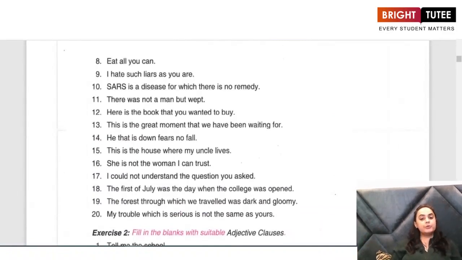Eat all you can. What is my adjective clause? All you can. And what is it describing? It is describing the word: whatever you can, just eat that.